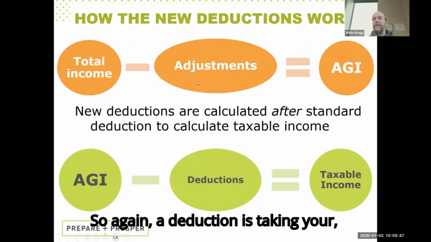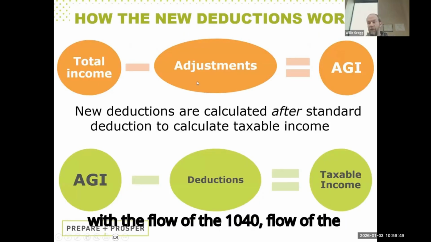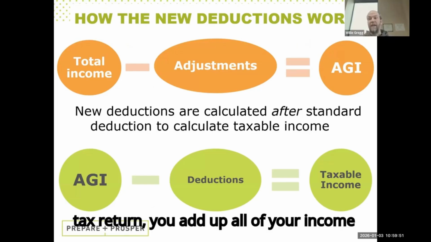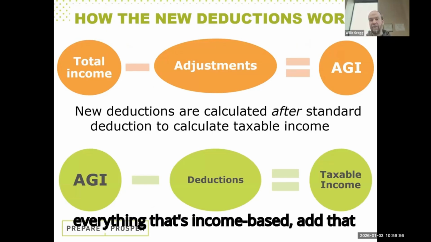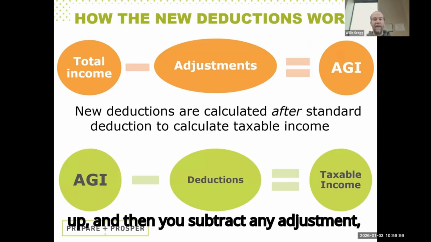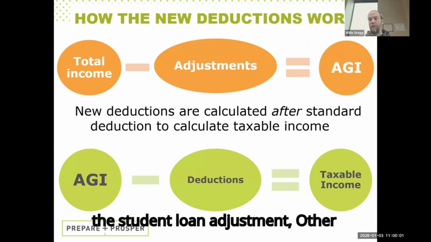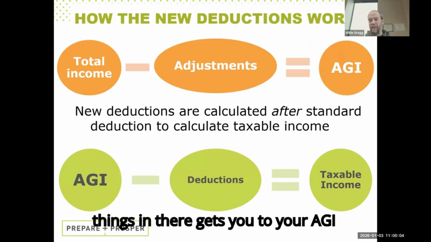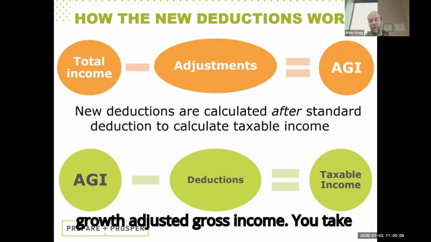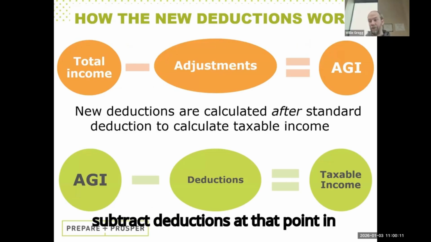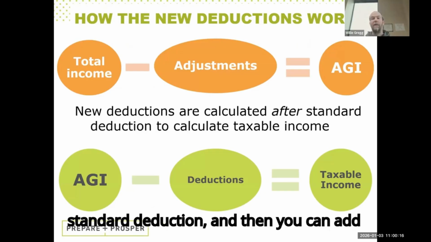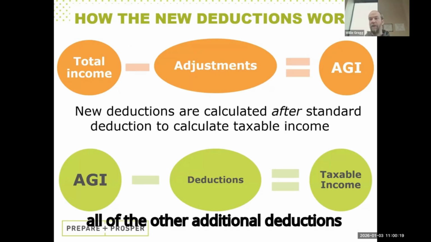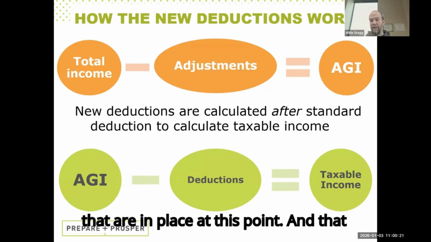So again, a deduction: following the flow of the 1040, the flow of the tax return, you add up all of your income first, your W-2s, 1099-Rs, everything that's income-based, and then you subtract any adjustments, the student loan adjustment and other things in there, which gets you to your AGI, adjusted gross income. You take your adjusted gross income and subtract deductions at that point. First subtraction would be the standard deduction, and then you can add all of the other additional deductions that are in place at this point.